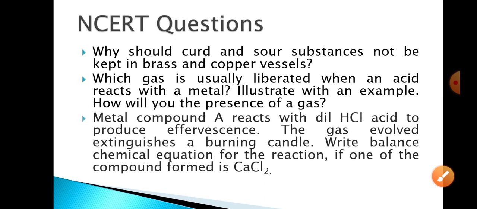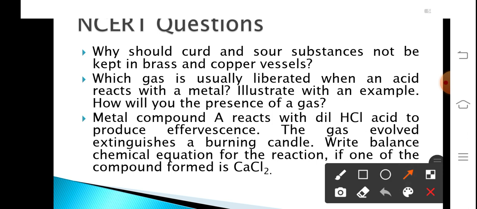So next question. Metal compound A reacts with dilute HCl acid to produce effervescence. The gas evolved extinguishes a burning candle. Write the balanced chemical equation for the reaction if one of the compounds formed is CaCl2. So this is the activity which we have learned in this video, that is the reaction of carbonates with the acids. So here the indication is given that whenever a compound A reacts with dilute acids, it produces effervescence, and the gas which is evolved extinguishes a burning candle.